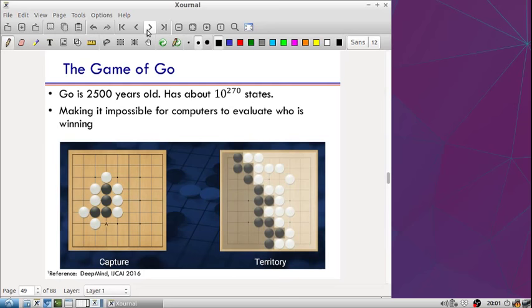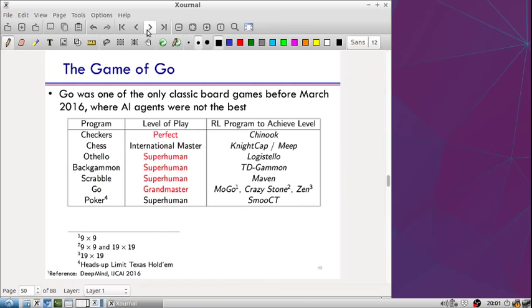So that's essentially the game: capture territory on a board. Before March 2016, a lot of these types of board games were already conquered. For example, checkers, there's an AI agent with perfect level of play, which just means you cannot defeat it at all. And there were other board games for which there were superhuman AI agents that can definitely defeat humans.